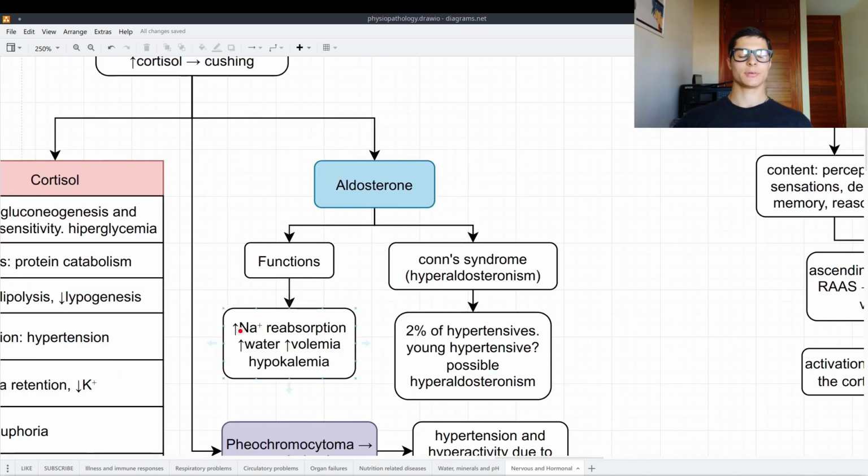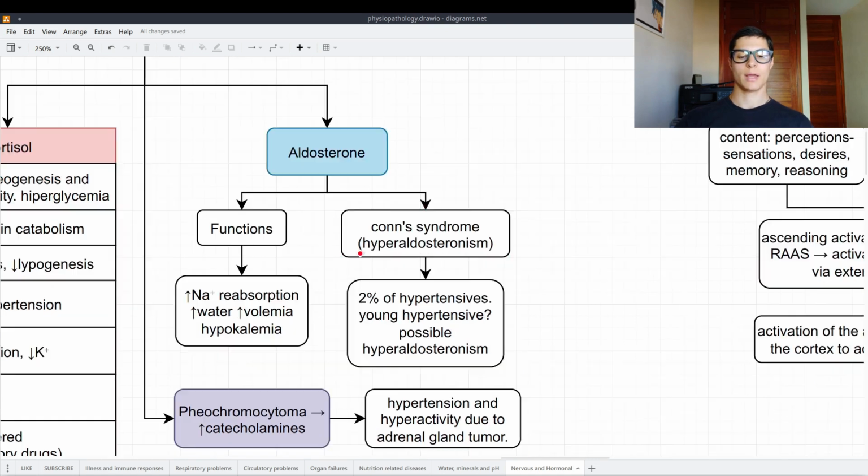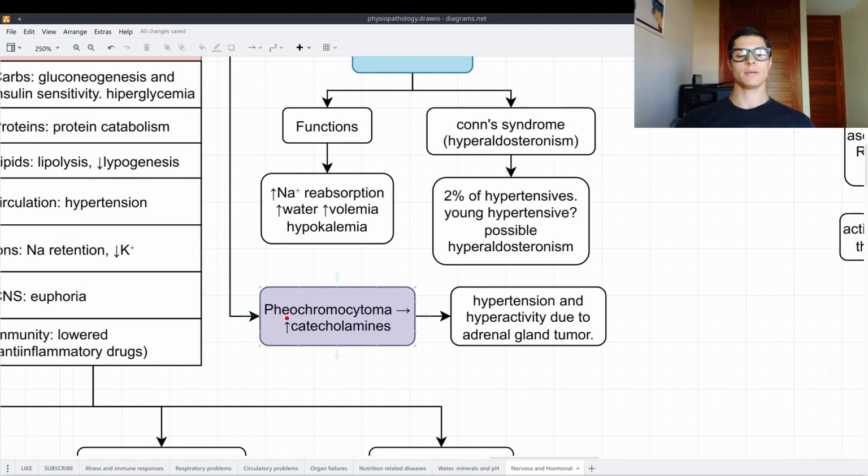Aldosterone, the functions: it increases the sodium reabsorption, it increases the water, the volemia and hypokalemia. And here we have Conn's syndrome, hyperaldosteronism. And 2% of hypertensives have this syndrome. Young hypertensive, possible hyperaldosteronism. And last but not least, here we have the pheochromocytoma, which is high catecholamines. They create hypertension and hyperactivity due to an adrenal gland tumor.